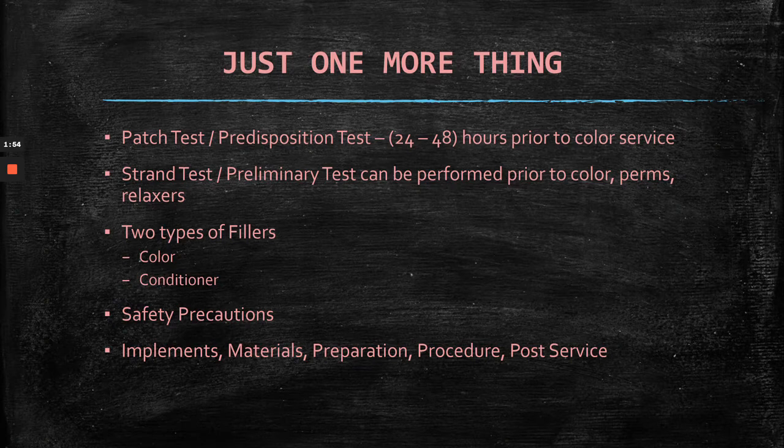Our strand test is also known as our preliminary test. It can be performed before color, perms, and relaxers. There are 2 types of fillers, color and conditioner. Also make sure you review your safety precautions and know all implements, all your materials, how to prepare, your procedure, and also your post services.